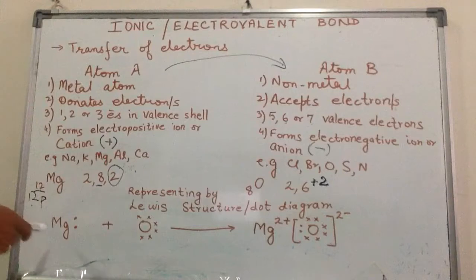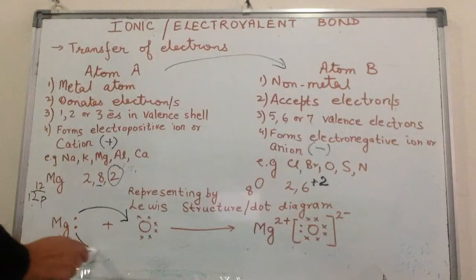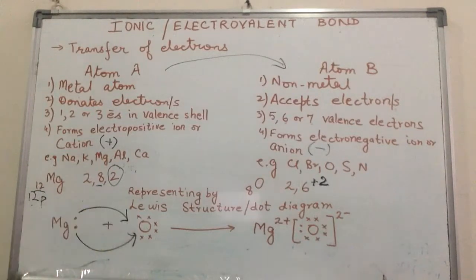Now, magnesium has 2 extra electrons. Oxygen is short of 2 electrons. Oxygen says, please lend me 2 electrons, and that's what magnesium is happy to do. It transfers 2 of its electrons to oxygen.